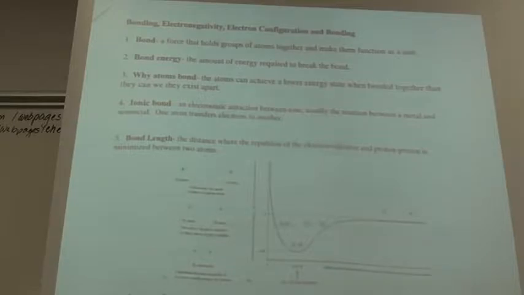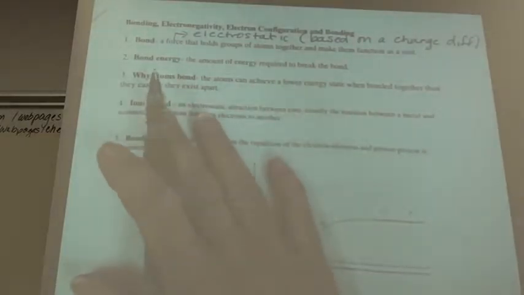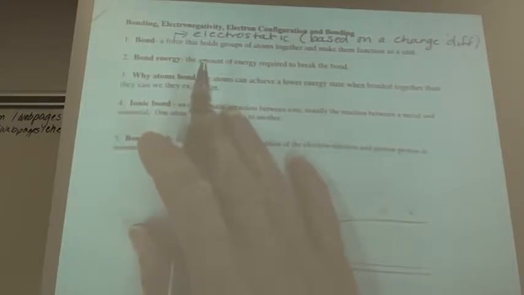Okay, ladies and gentlemen, let's talk in depth about bonding. A bond is a force that holds a group of atoms together and makes them function as a unit. The type of force that we're talking about is electrostatic. An electrostatic force is one based on a charge difference. Bond energy is the amount of energy required to break the bond.